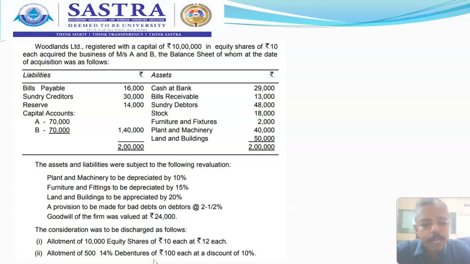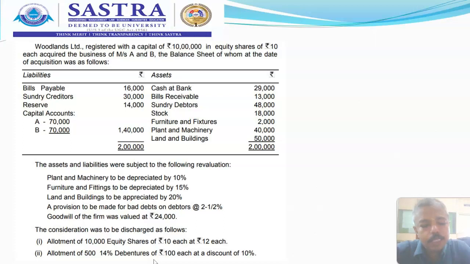Then a provision is to be made for bad debts on debtors at 2.5%. Which means the debtors value we have is 48,000. Of that, 2.5% needs to be reduced to get the realizable value of the asset with respect to debtors. Then goodwill of the firm was valued at rupees 24,000, whereas there is no goodwill in the balance sheet. Now during the revaluation they have decided to value the goodwill.